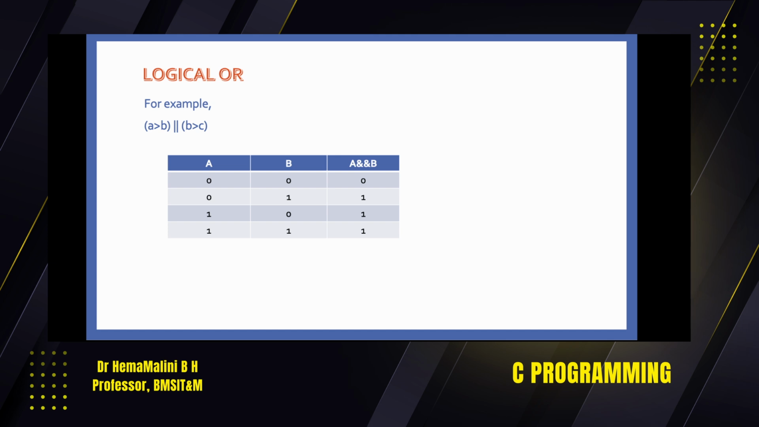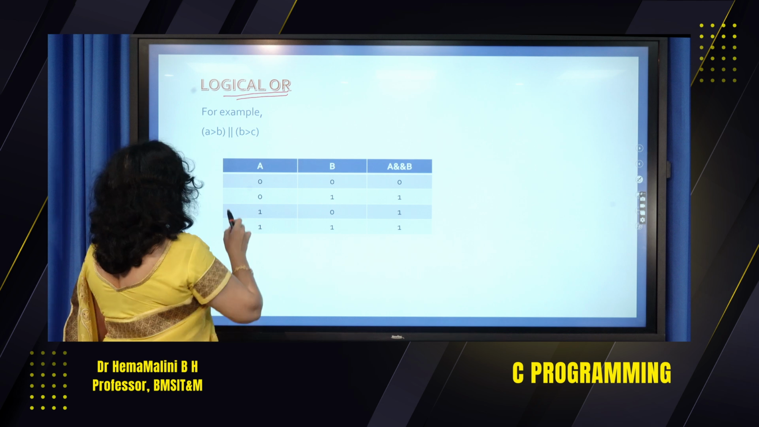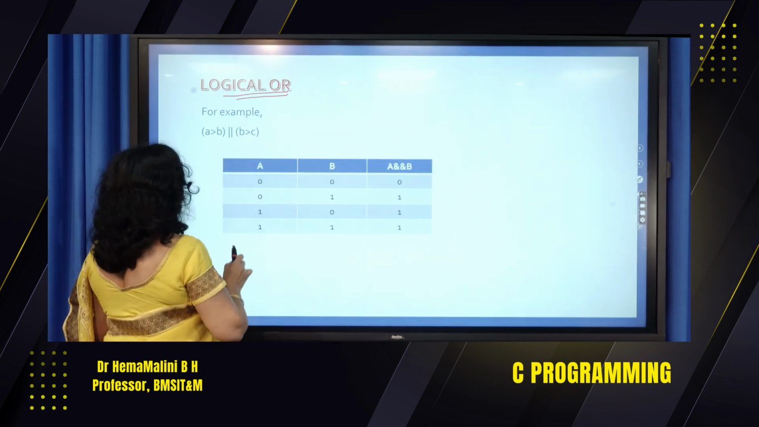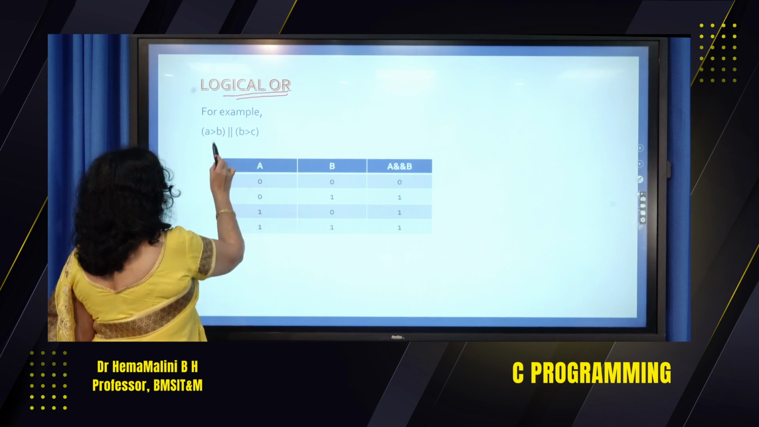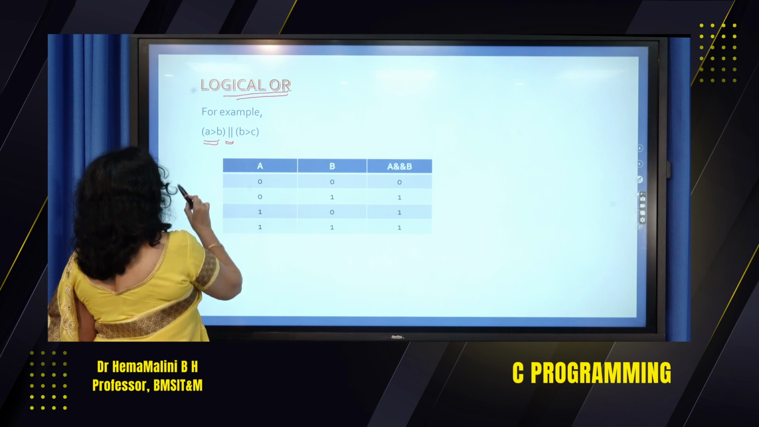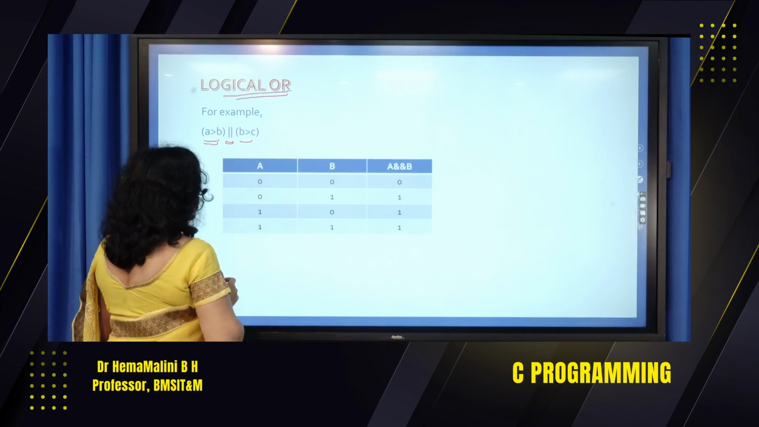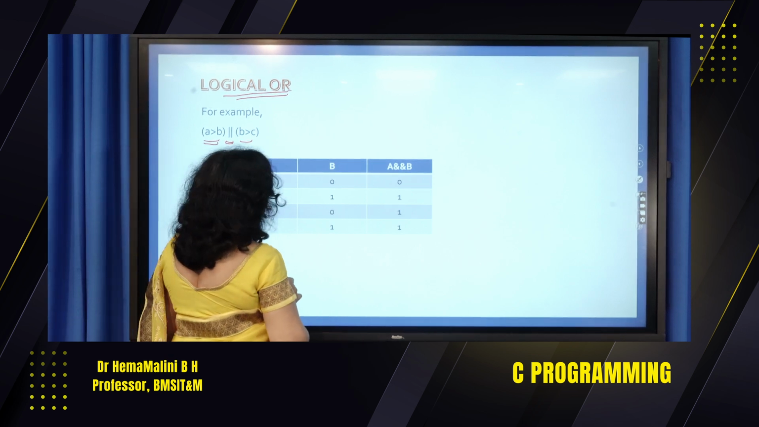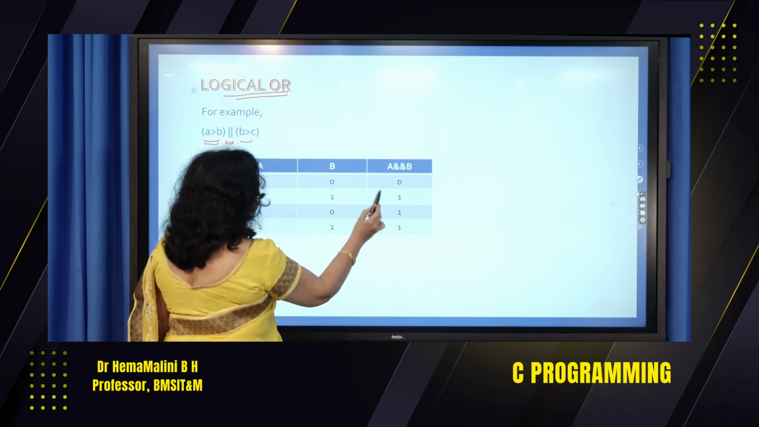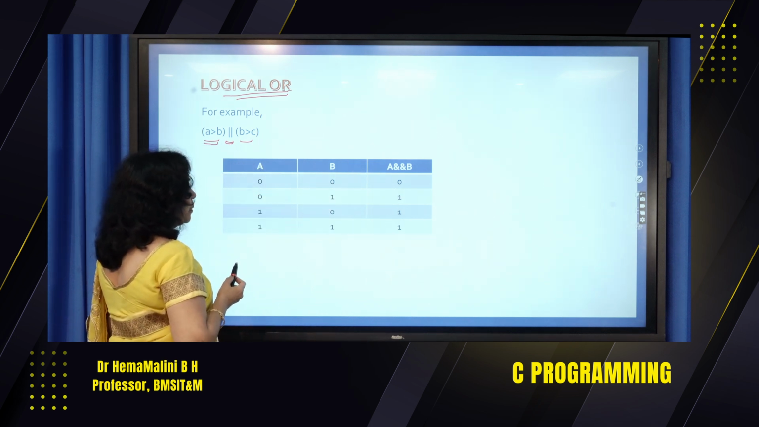Next, we have logical OR operation. We will take an example here. Say for example, A greater than B, B greater than C. We are going to check for two conditions. If there is an OR symbol here, if this is true or this is true, the result would be true. So, when we consider the OR operation, if any one of the inputs is 1, the output would be 1. When all the inputs are 0, the output would be 0.